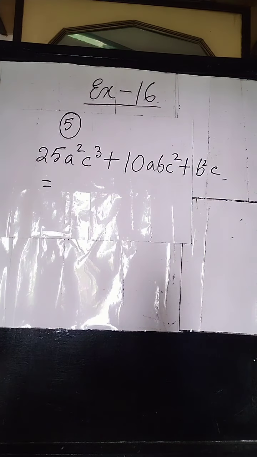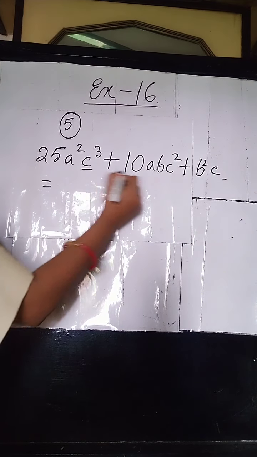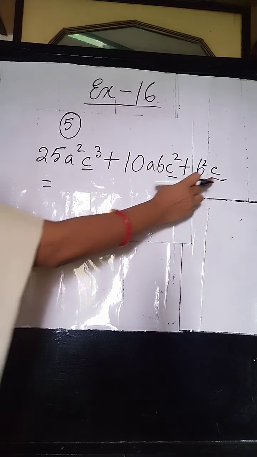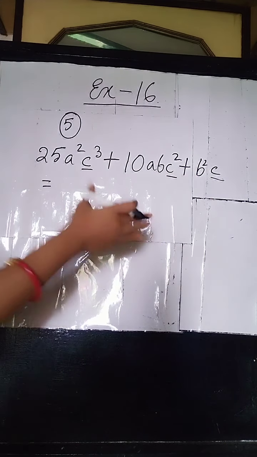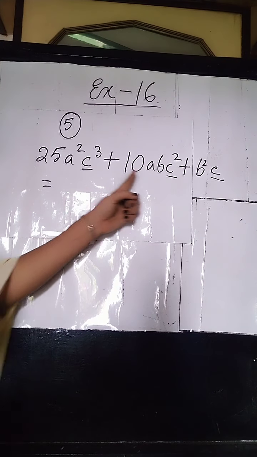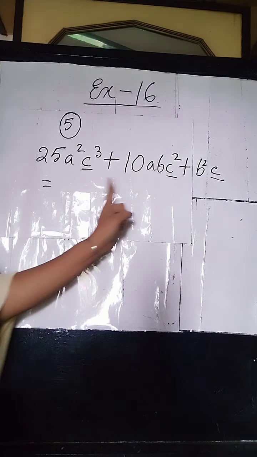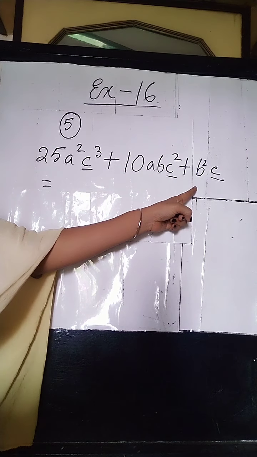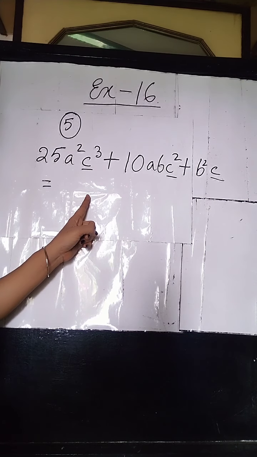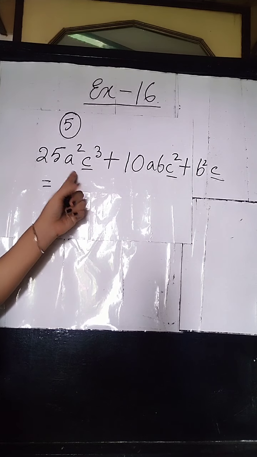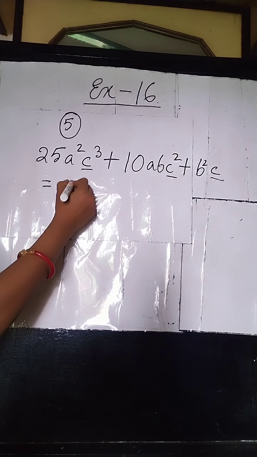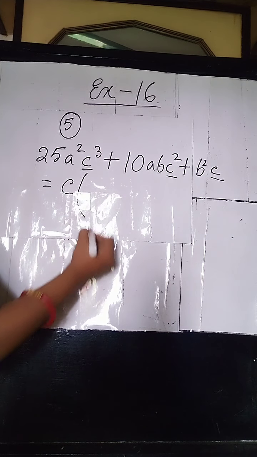This sum is a little bit different. How is it different? Let's see. You can see the presence of c in all the three terms. C is the only common factor which is present in the three terms. So we will take c as the common factor and then keep a bracket.